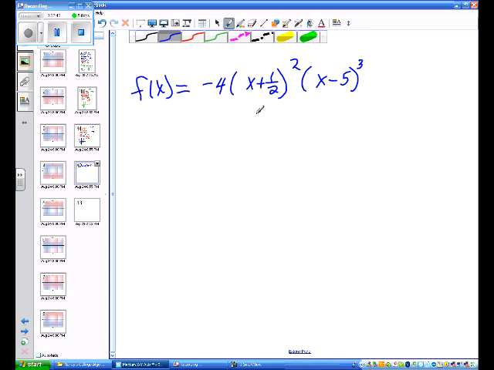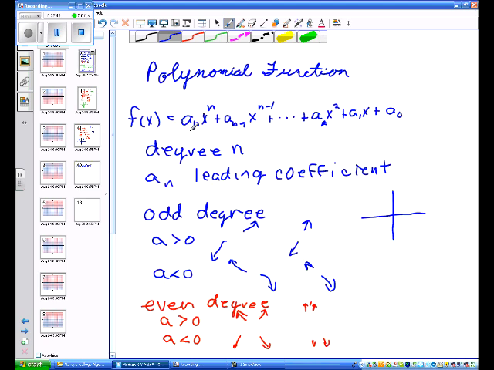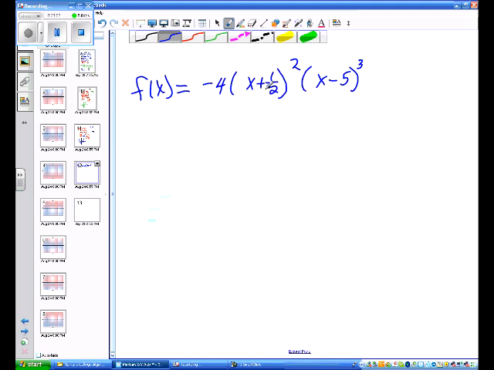To know the end behavior, we have to know the degree. Well, this isn't written in the form of a polynomial, x to some power plus x to the next lower power all the way down, where it's a sum of monomials. This one's written as a product. It's in factored form. But let's just look at this.